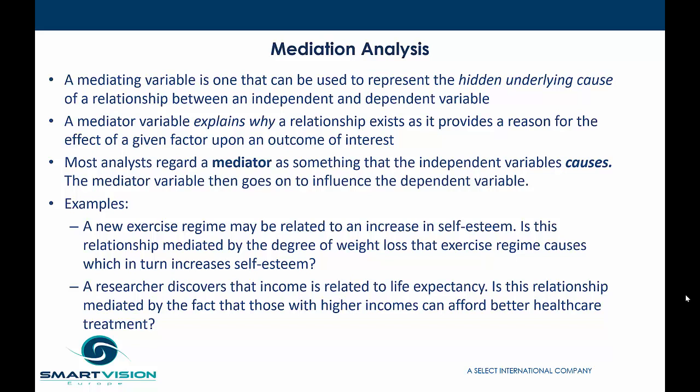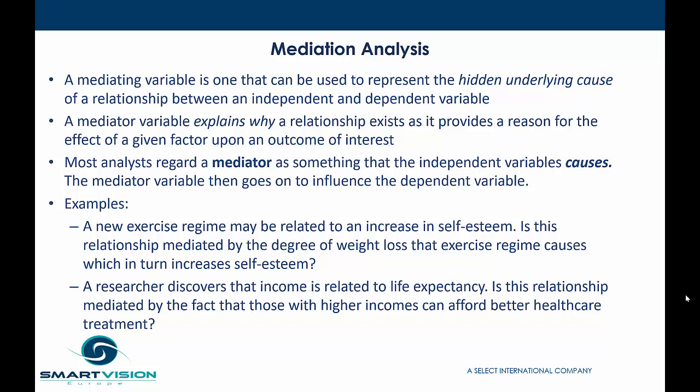A lot of analysts would regard a mediator as something that the independent variable causes or creates, and the mediator variable then goes on to influence the dependent variable. So it's implying that there's an indirect relationship between the original independent variable, what's called the focal independent variable, and the outcome of interest, the dependent variable, and that there is this mediating variable in between them, which is actually the real driver of the effect that we're seeing in the outcome variable.